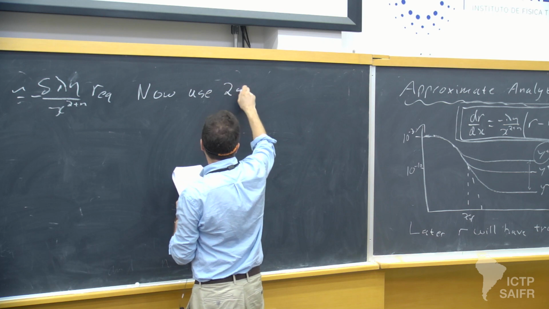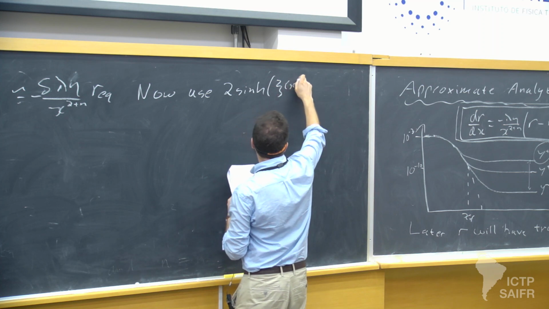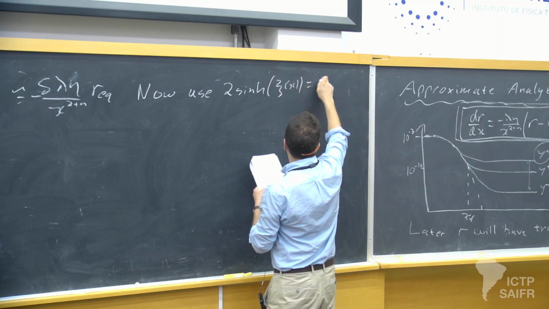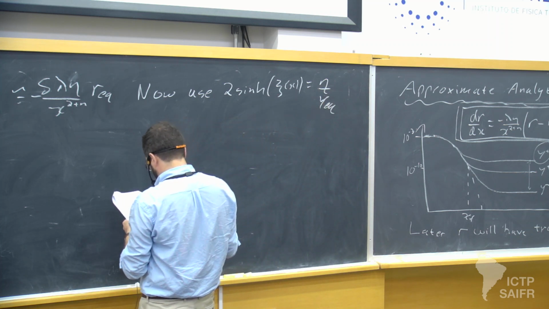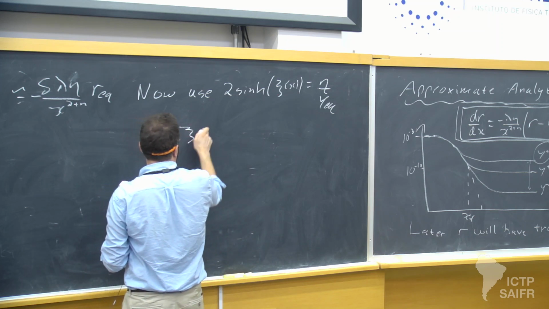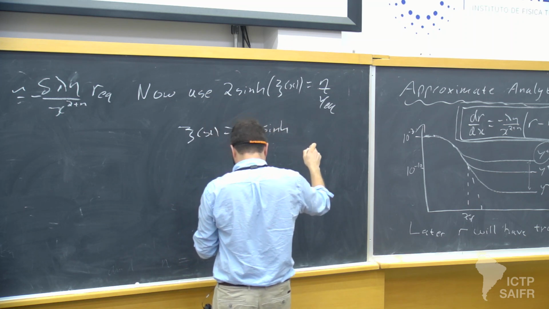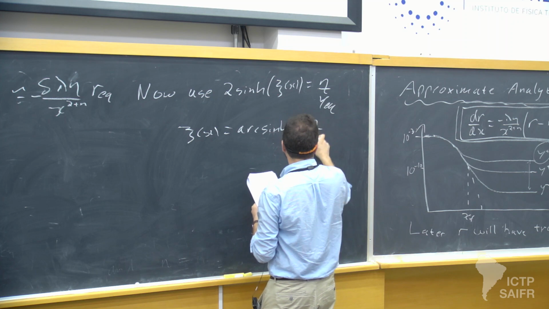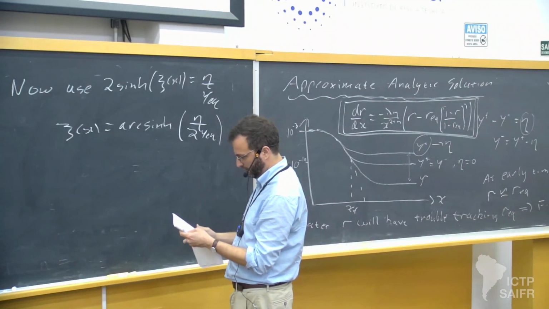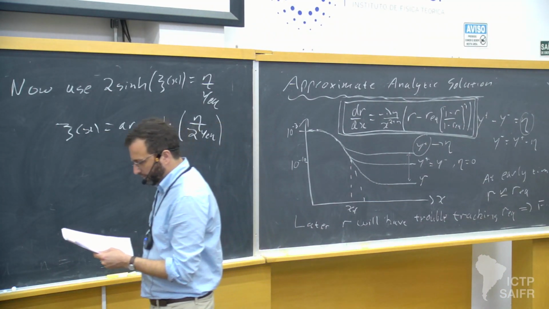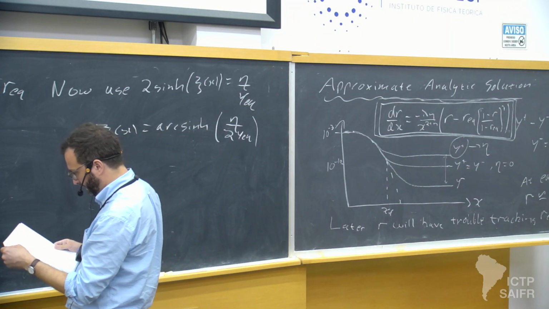Now use the 2 sinh psi of x is equal to eta on y equilibrium. We saw this before. Psi of x is equal to arc hyperbolic sine of eta on 2y equilibrium.